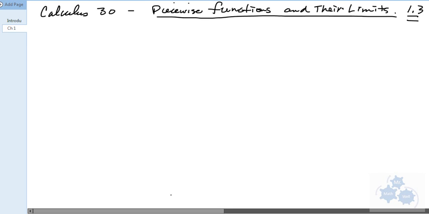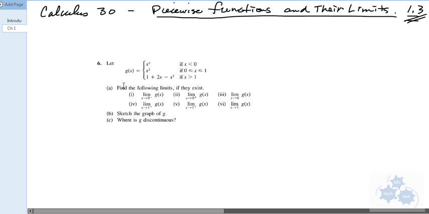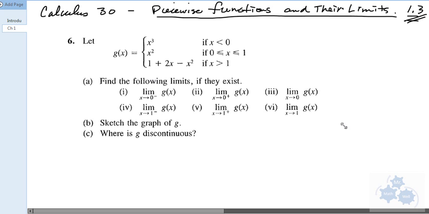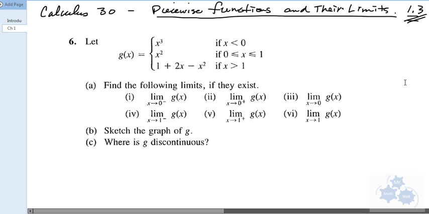All right, so what we're going to look at here is section 1.3, just kind of a side lesson here, about piecewise functions and their limits. Now, this question is from the review, and it looks like this. Make this a little bit bigger. But here is an example of the question from the review.